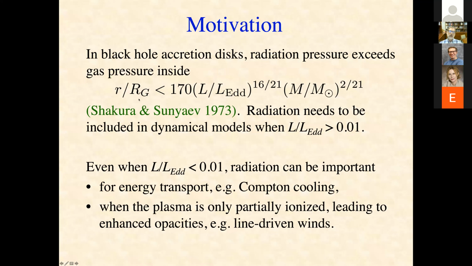You can calculate that the radiation pressure exceeds gas pressure within a couple of hundred gravitational radii of a black hole accreting around Eddington. Obviously, when that's true, radiation pressure and radiation dynamics is extremely important and must be included in the modeling. Radiation needs to be included in dynamical models whenever the luminosity of the accretion flow is, say, 10 to the minus 2 of Eddington. At that point, there'll be some region where it's getting to be radiation dominated. And in fact, radiation is important at even lower luminosities because it's very important for energy transport.